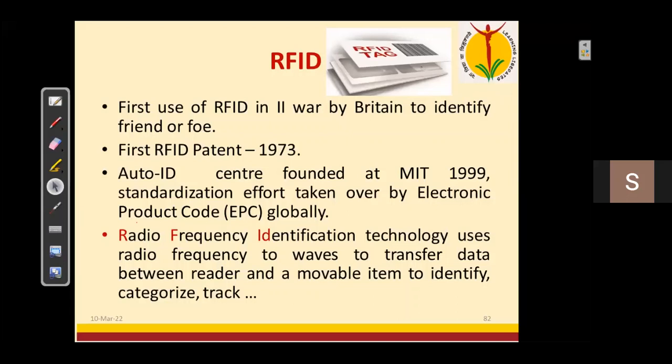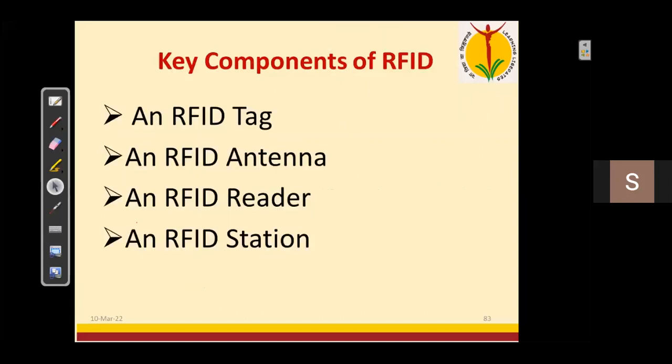But for this RFID, we require an RFID tag and then an RFID reader. It is used for applications where you want to track or identify a certain product. The key components of RFID are the RFID tag, RFID antenna, RFID reader, and RFID station.